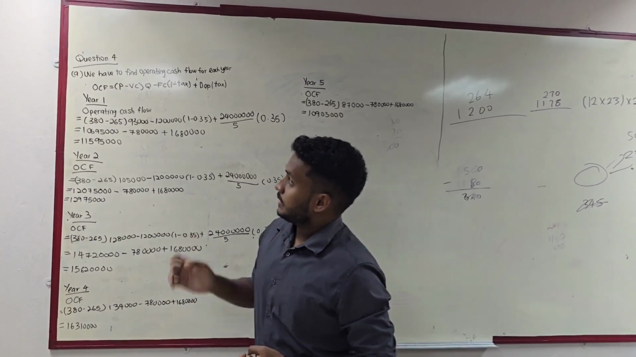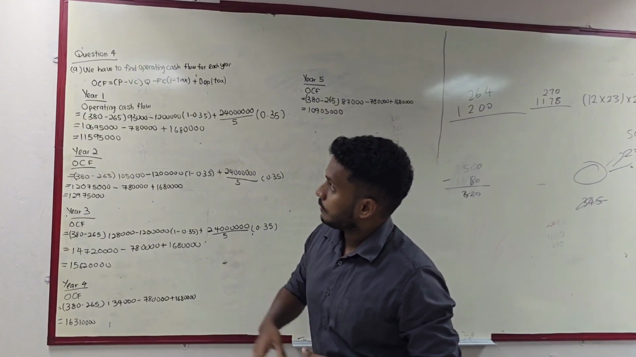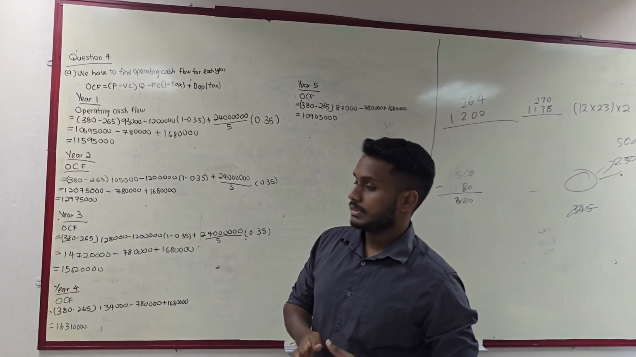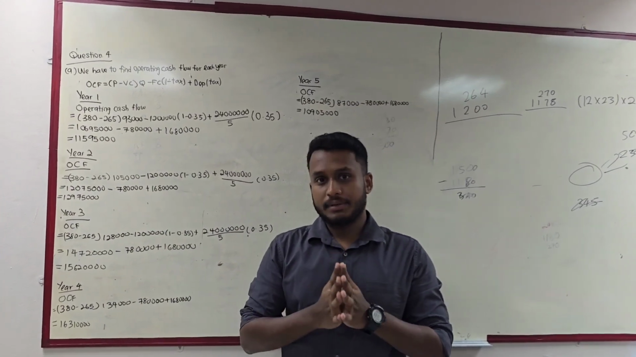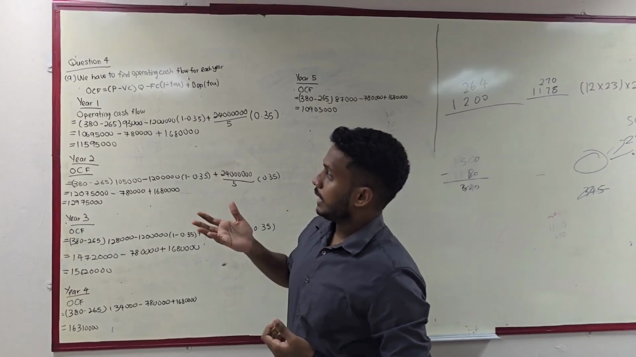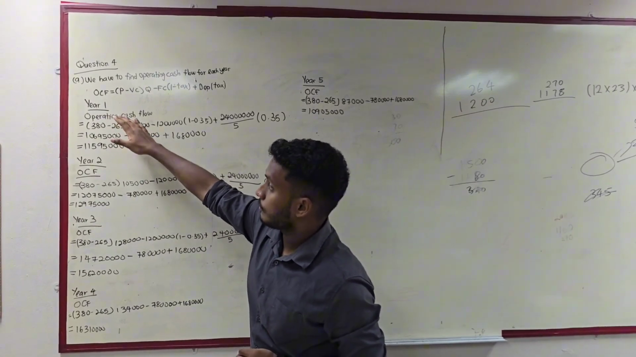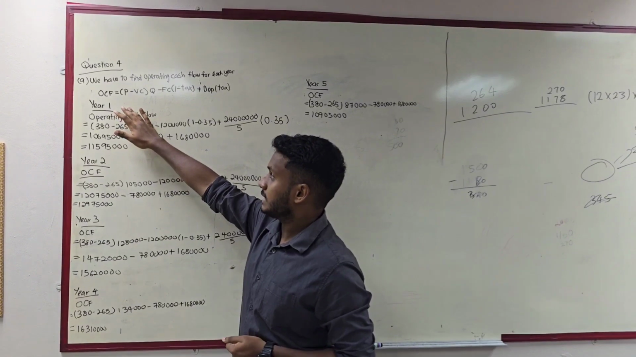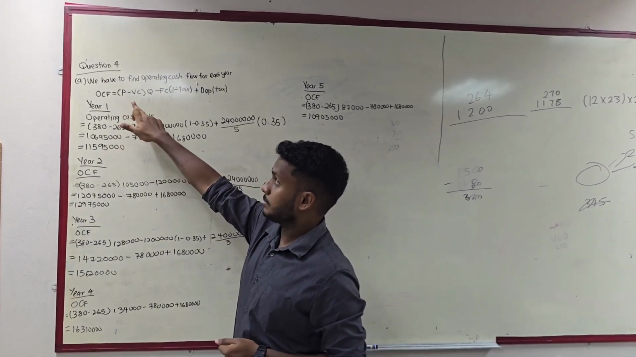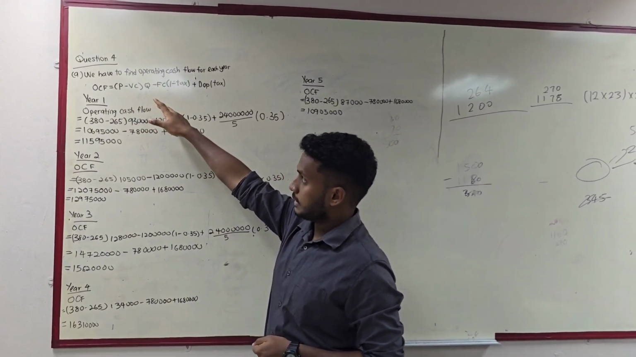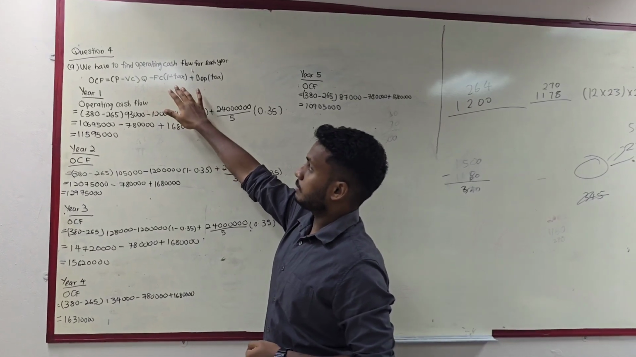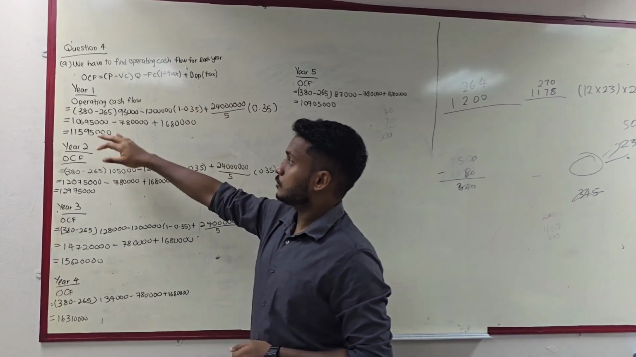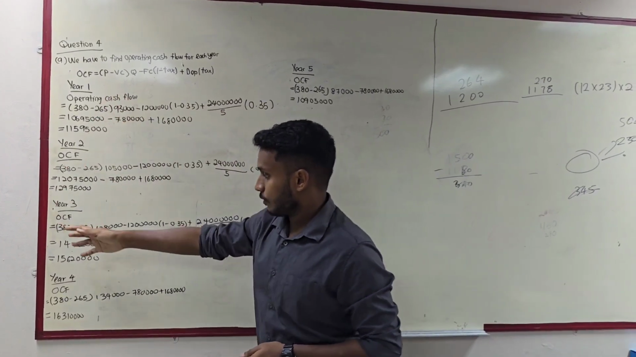As we can see, we're going to look at the solution for question 4. When we see question 4, we have to find the NPV. To get the NPV, first of all we have to find the OCF. This is the formula for the OCF: OCF = (price minus variable cost) times quantity minus fixed cost, times (1 minus tax), plus depreciation times tax. We have to do this for 5 years.